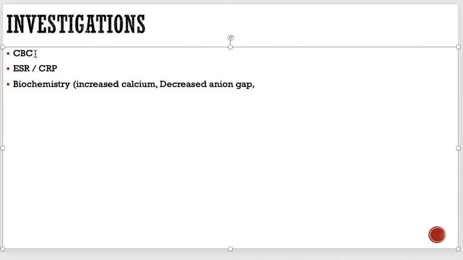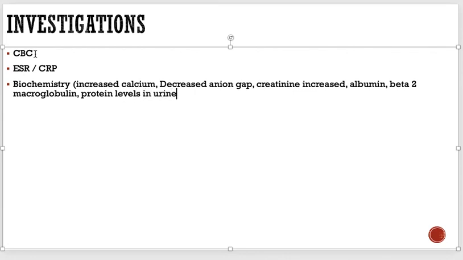If kidney injury is there, creatinine is increased. If kidney damage is done, we can check the albumin levels. We can check the beta 2 microglobulin levels, and we can check protein levels in urine to check for kidney damage, right?